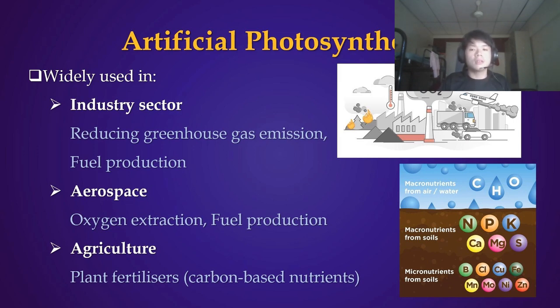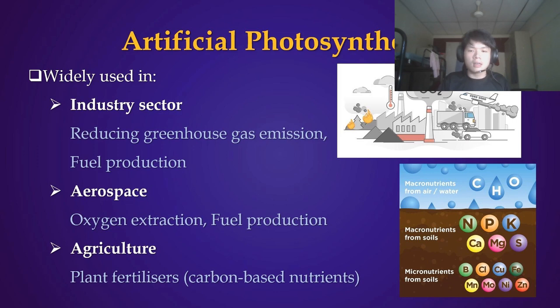In the industry, greenhouse gases are often emitted as waste, for example carbon dioxide, carbon monoxide, and dinitrogen monoxide. So artificial photosynthesis is able to reduce the emission of these greenhouse gases. Also, since some kind of fuel is formed, it can be further processed to be used in the aerospace field.